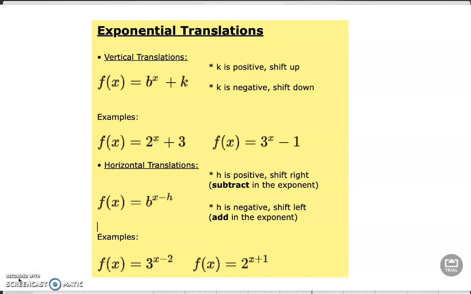And here's just another reminder. If you haven't paused this, write these down in your notes. It will be very important that you can refer to these. And remember this part, subtract in the exponent and add in the exponent, sometimes helps remember those. Good luck with that.